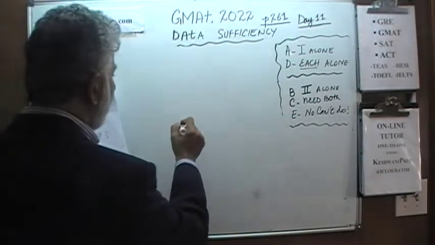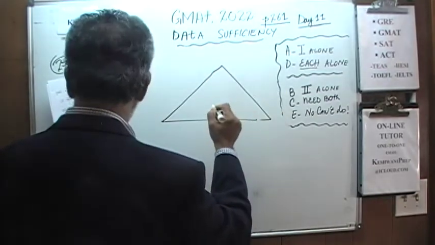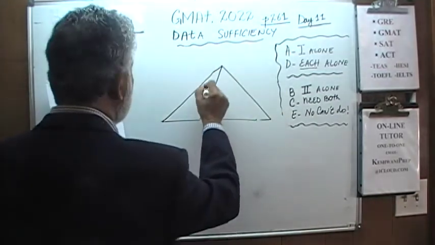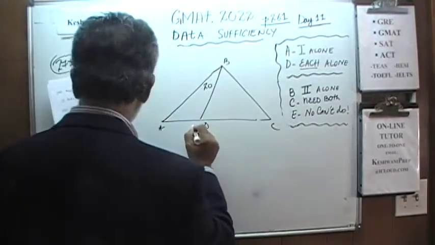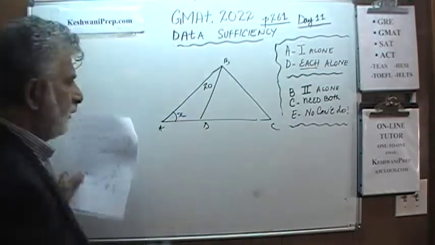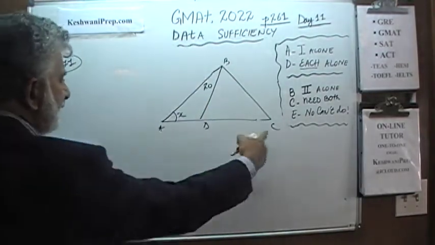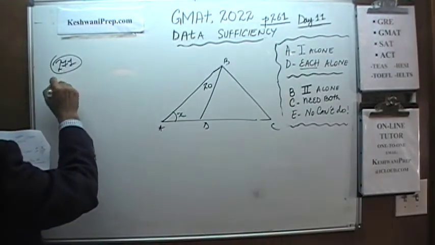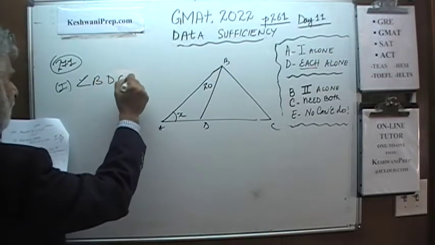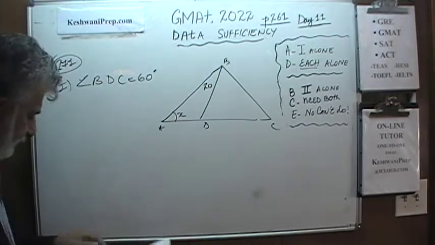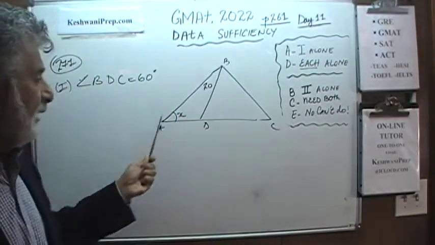In 271, we have a triangle here. And we are told that this is 20. This is A, B, C, and D. And the question is, how much is this angle? Let's see what they tell us. How much is angle BAC? The first statement tells us that angle BDC is 60. Let's see if that by itself is enough for us to figure out what angle BAC is.